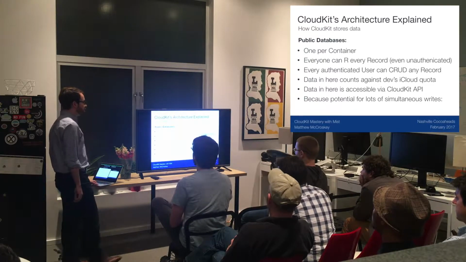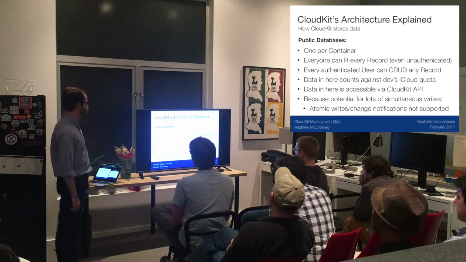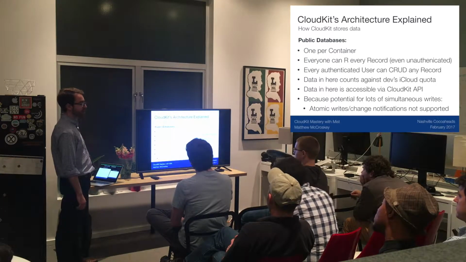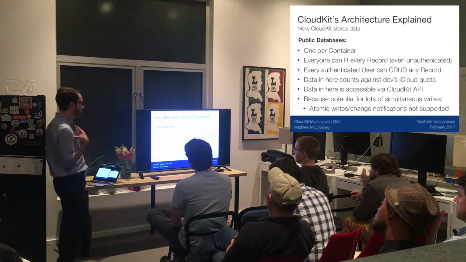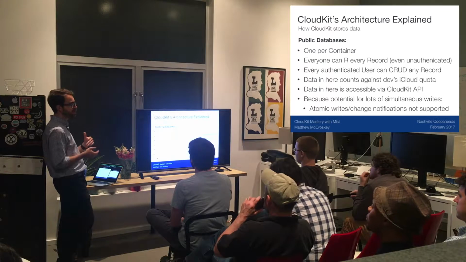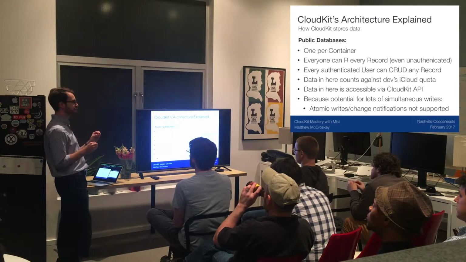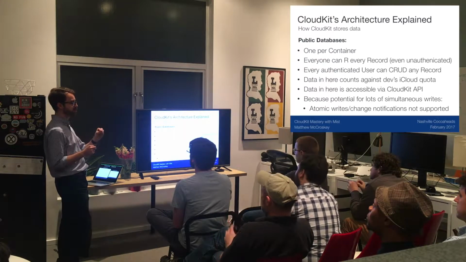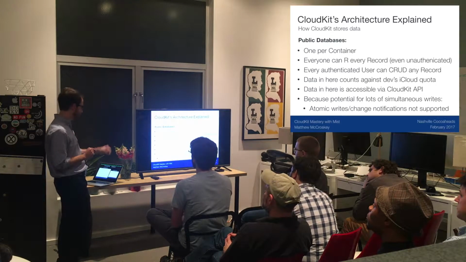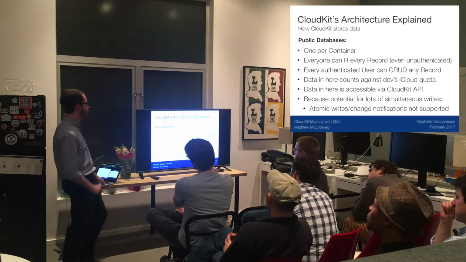However, because there's potential for lots of simultaneous writes, because everyone can edit every record and you can have millions of users, you can't do atomic writes and you don't get granular change notifications. So you can be notified when stuff changes, but you can't get CloudKit to tell me exactly what changed in this database since this point in time in the past. So for that reason, it can be kind of a pain to work with.